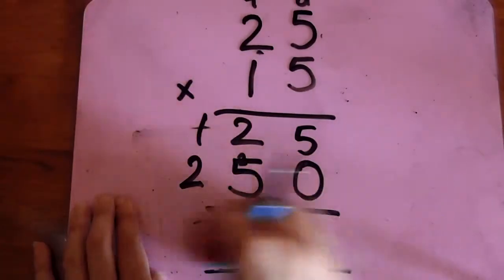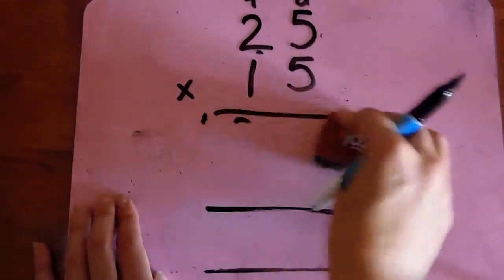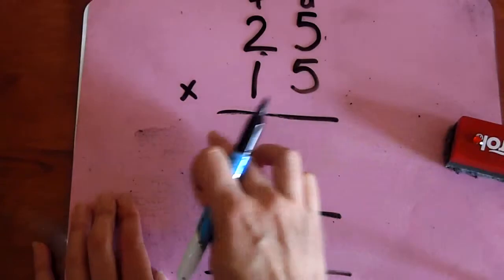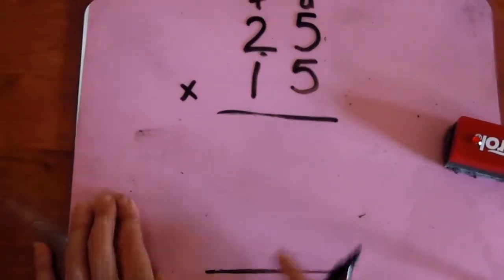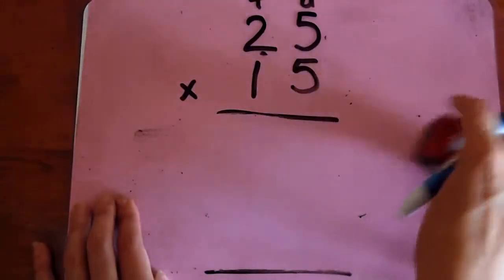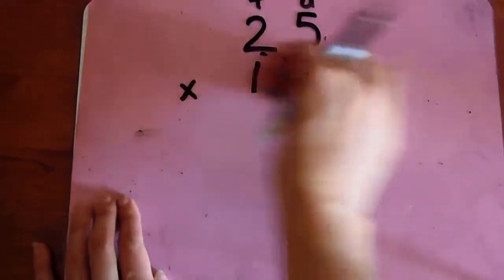Okay, now the more columns you have, so if we had the hundreds, the more rows you would have here. So if we had a number that was in the hundreds, we'd have 3 rows here. So 1, 2, 3, and then the answer here. Okay, so I'm just going to show you another one of these now.